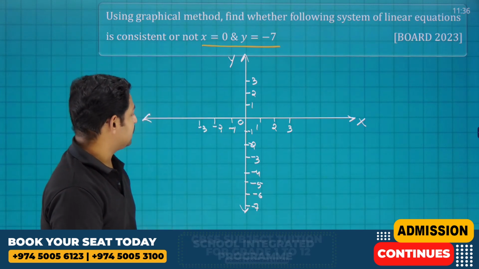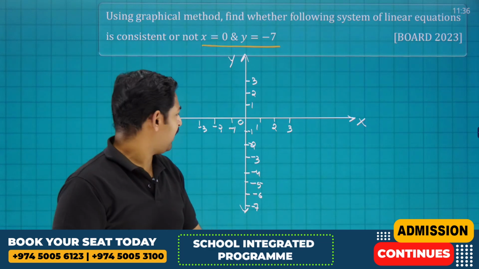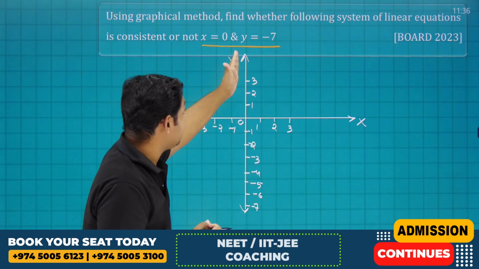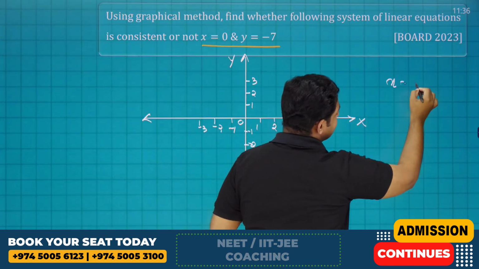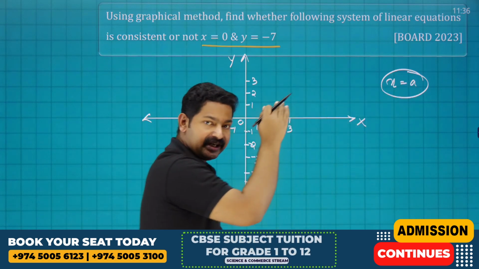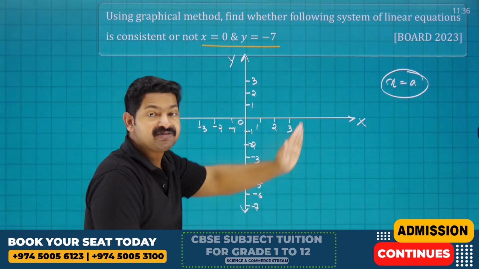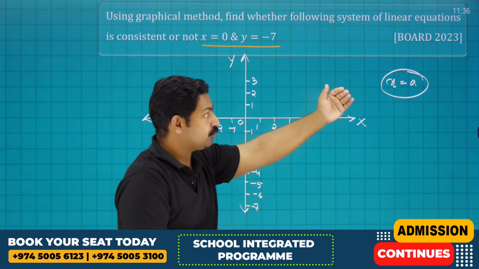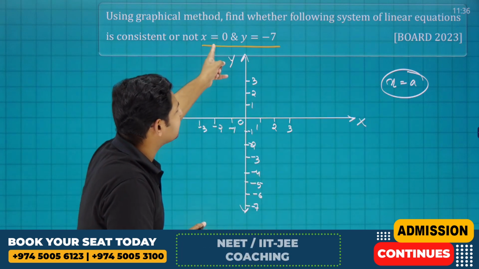Then x equal to 0. What is the graph of x equal to 0? We know that the graph is the y-axis. Normally, x equal to a means the graph which is passing through the point A on the x-axis and which is parallel to the y-axis. So here it is x equal to 0.